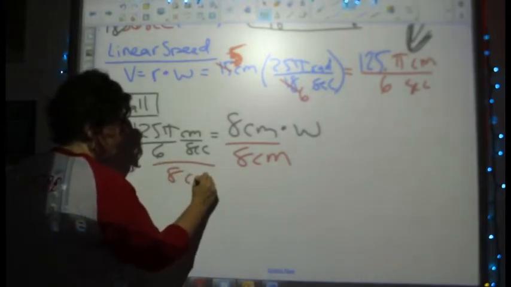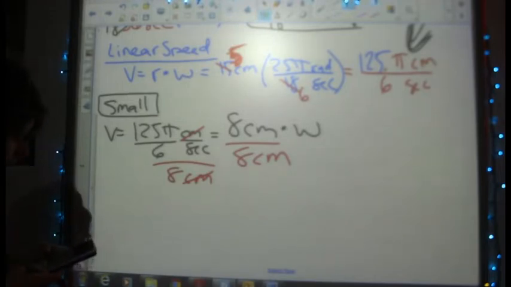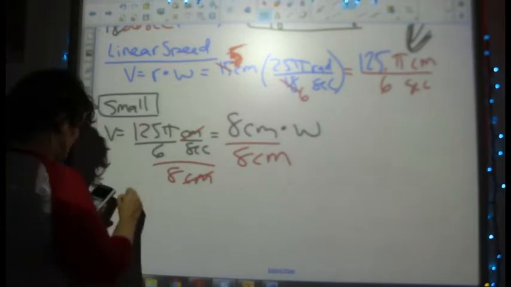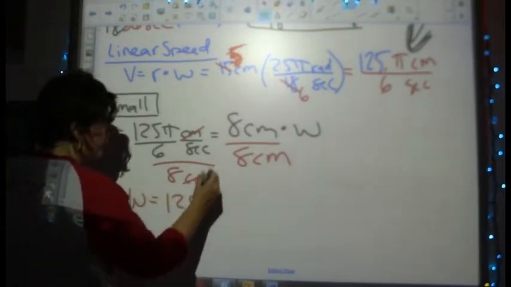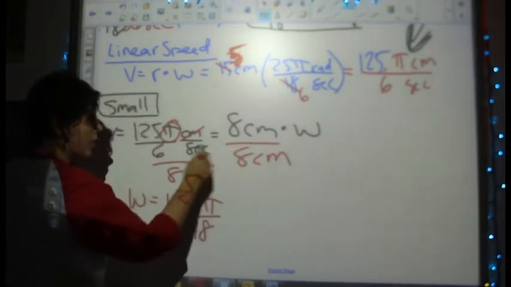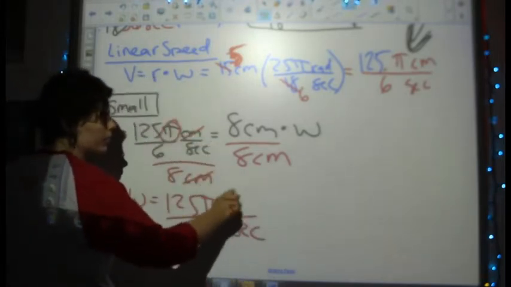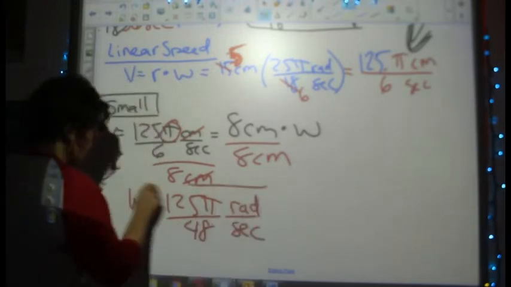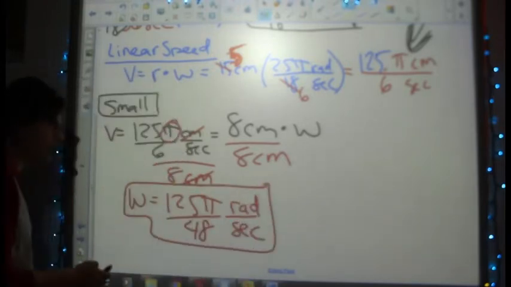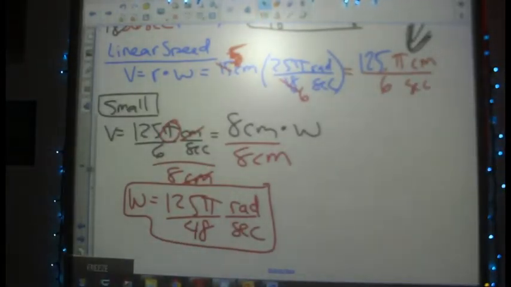And when I do that, my centimeters will cancel, and if I simplify my fraction here, I wind up with W equals 125 pi over 48. The centimeters are gone, and now it just says per second. But we know that when the units go away, what are we really left with on top? Very good, we're left with radians. Again, the problem did not ask me specifically what units to put my W, my angular speed, in, so I'm perfectly fine to leave it in radians per second. It did not ask me to leave it in an exact form.